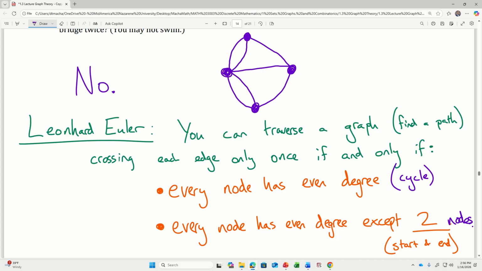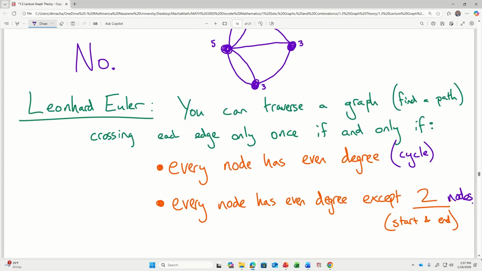So this solves the problem, right? Because if I look at this graph of the bridges of Königsberg, I see that this has degree 3, this has degree 3, this has degree 3, and this has degree 5. So according to Euler's formula, he says this is not going to be possible unless we delete some bridges or add some bridges.